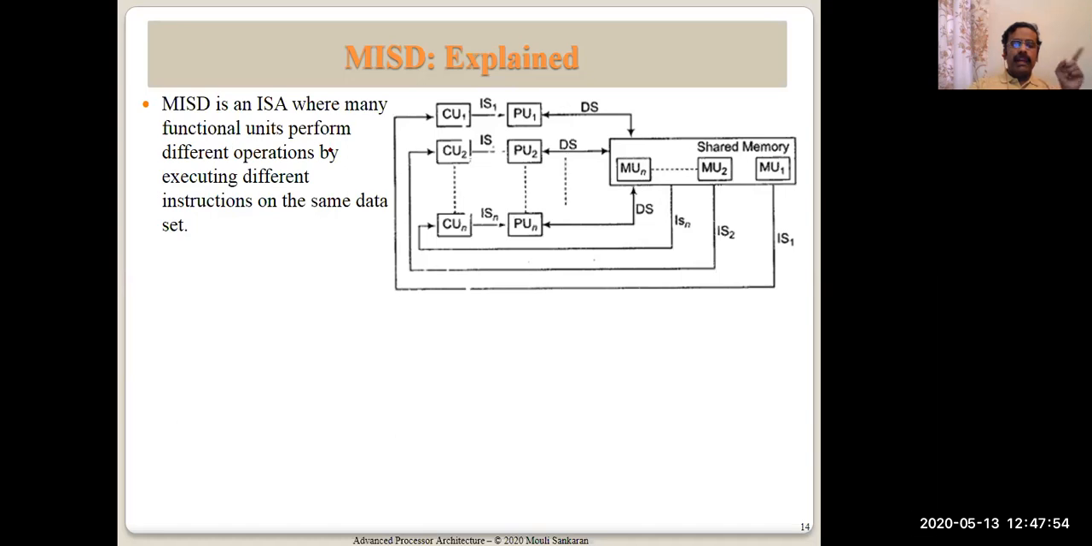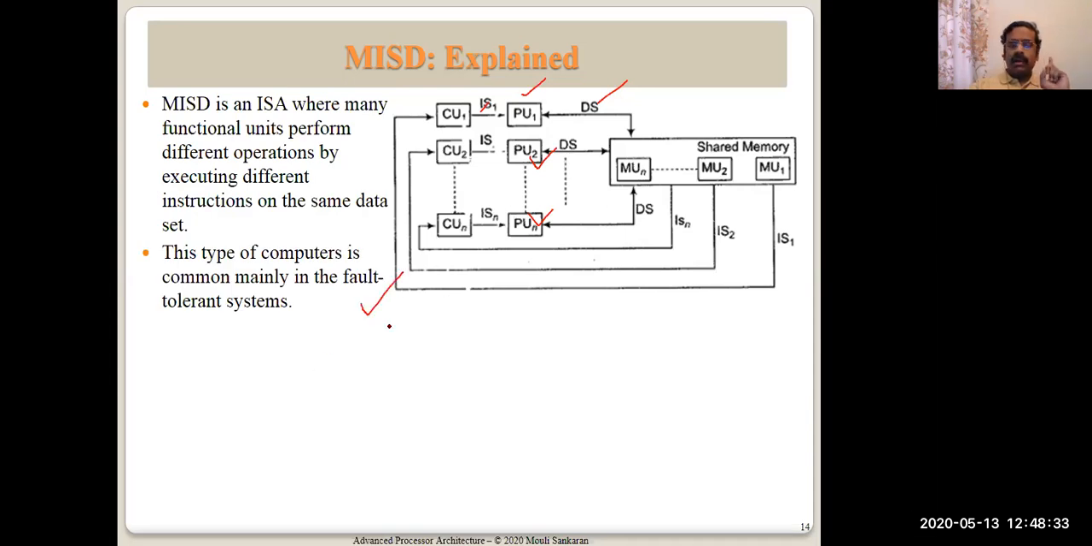So many functional units are there. One more thing to remember, there are different processing elements here also. This is also a multi-core processor, not like SISD. SIMD is multi-core, MISD is also multi-core, because you need multiple processors and multiple register sets to execute different instructions. Though it is operating on the same data, it has to execute different instructions. That means it should have a different set of CPUs.